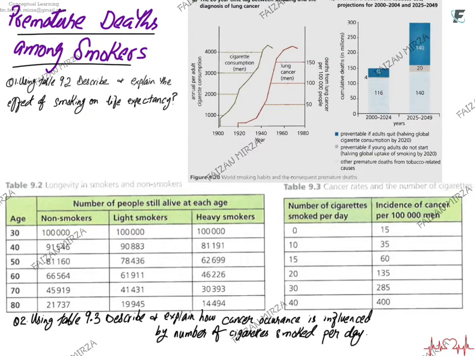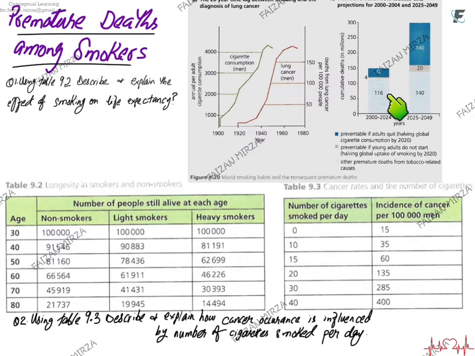Here we are discussing some premature deaths among smokers. So we are moving to smoking now. This graph shows you a study from 1900 to 1980. It shows that cigarette consumption in men was quite high. Lung cancer in men followed a similar trend. You can see the graphs are following the same trend.